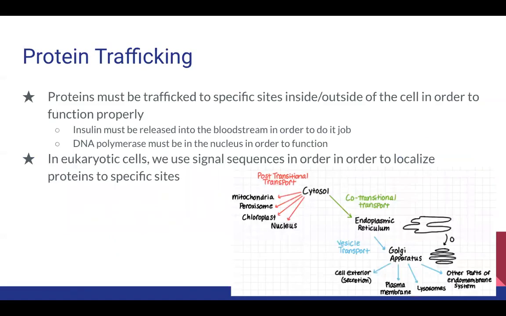So now we're going to talk about protein trafficking and gene expression. Proteins need to be trafficked to specific sites inside or outside of the cell in order to function properly. Some examples are insulin, which needs to be released into the bloodstream even though it's made in a cell, and DNA polymerase, which is made somewhere in the cell and needs to make its way into the nucleus in order to function. For eukaryotic cells, we use signal sequences in order to localize these proteins to specific sites.